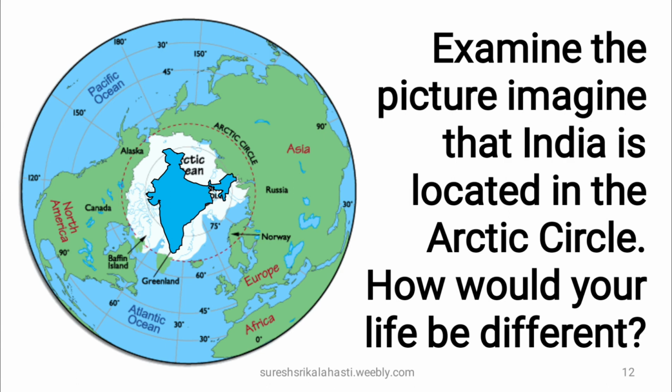Examine the picture. Imagine that India is located in the Arctic Circle. How would your life be different? If we were located in the Arctic Circle, India would be totally covered with ice. We never see this type of climate in India. We could not grow these types of food grains or wear these types of clothes. So our entire life would change.